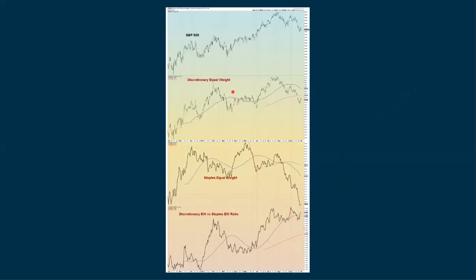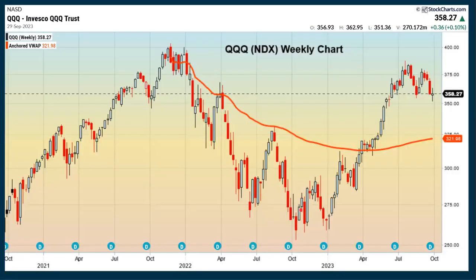We have an equal weight ETF of discretionary and an equal weight ETF of staples. And then down at the bottom, we take a ratio between the two. The fact that discretionary is outperforming staples is positive for the market. Even though we've been chopping sideways quite a bit, we are seeing some recent strength lately. So that's more positive.